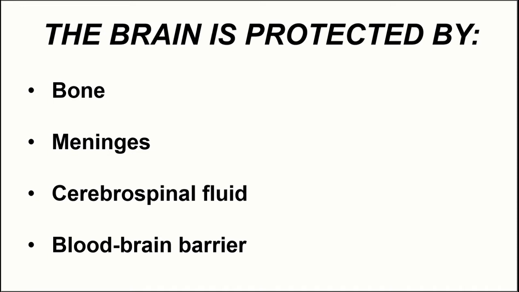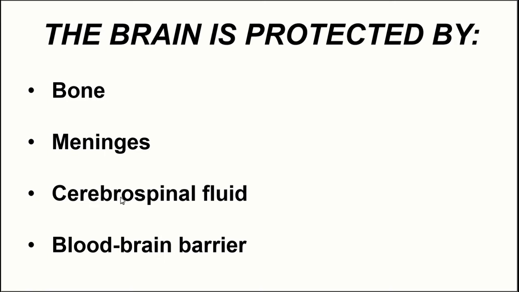Now, in chapter 7, we saw that the bones of the cranium surround and protect the brain, but these are not the only protective structures around the brain. The brain also has connective tissue membranes that surround it. These are collectively called the meninges.